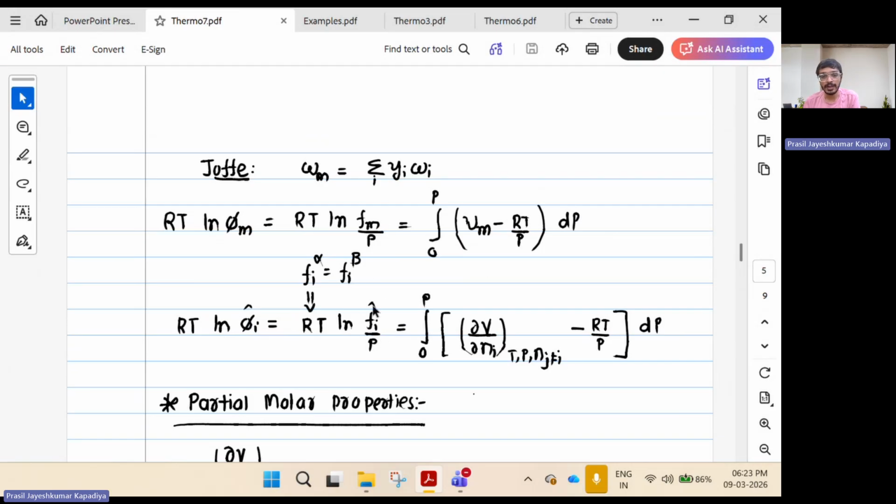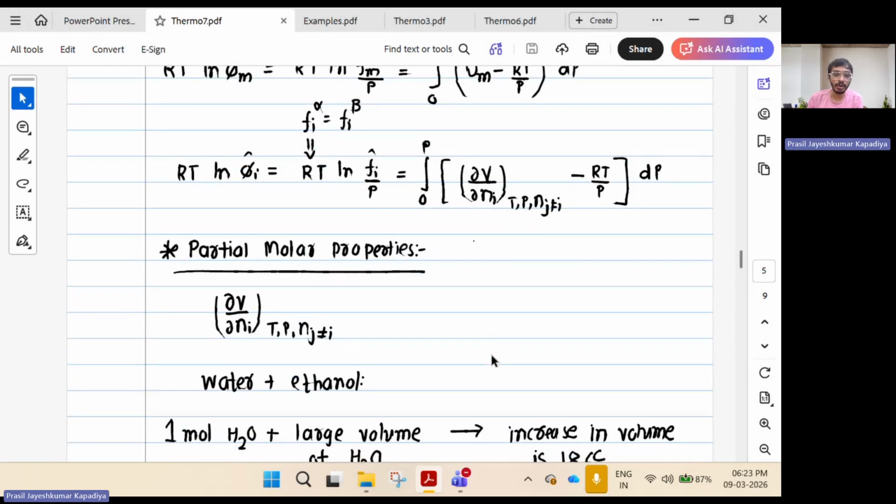Similarly, ln phi cap will be f_i cap by P, is equal to integration 0 to P. Now I need to find this particular quantity Vm. But we are looking at individual component, right? Individual component in the mixer. So that we can replace with del V del Ni at T, P and Nj, j not equal to i, minus RT by P, dP. So this del V del Ni at T, P and Nj, j not equal to i, this is called partial molar property, or that is called partial molar volume.